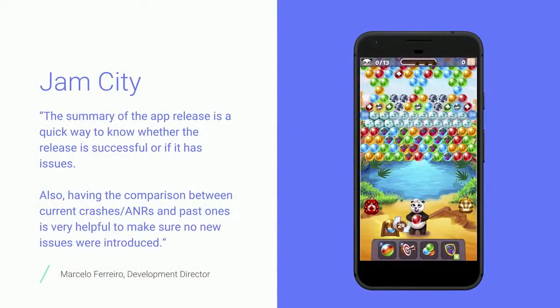but you can also see how these metrics compare against the previous successful release. And Jam City, developer of big hits like Panda Pop, Cookie Jam, and Genies and Gems, confirms exactly those notions. Quicker insight into success or problems, and comparing crash and ANR metrics against the previous release to see if they need to start looking into newly introduced crashes.